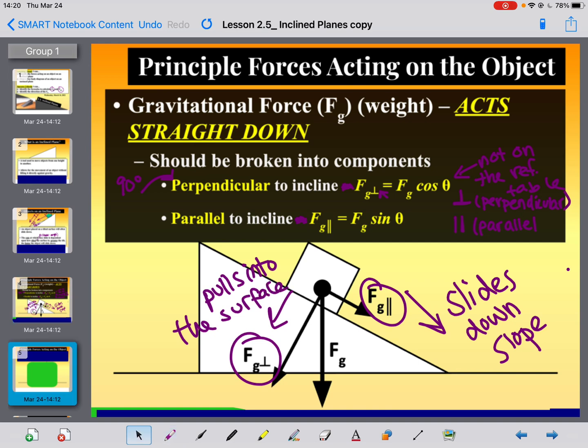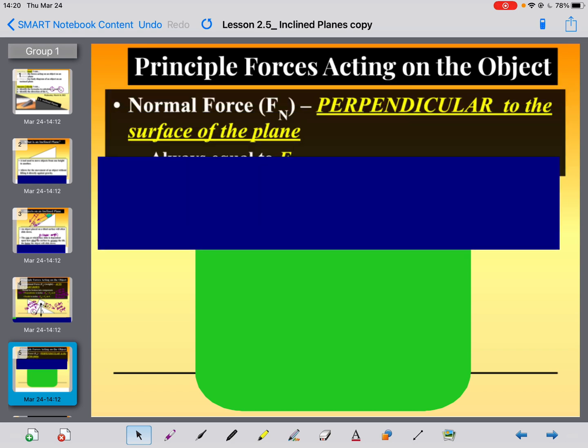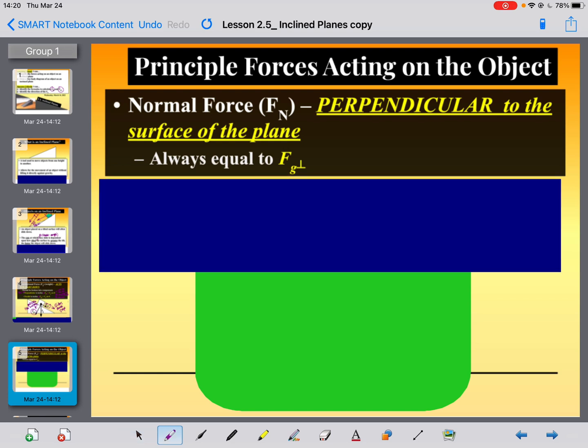And then there's one important relationship after this. The normal force is no longer going to point straight up because the surface has changed. It's not a flat surface anymore. It is an inclined plane. So now our normal force is going to be perpendicular to the surface of the plane, so it's equal and opposite in magnitude to the force of gravity perpendicular. Because it's perpendicular to the plane, it is also going to make a 90-degree angle.